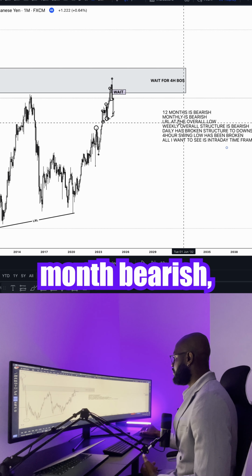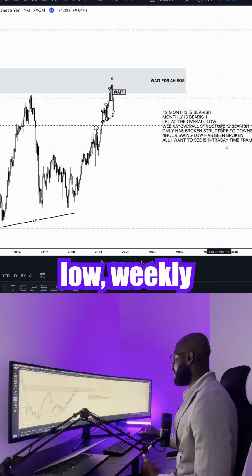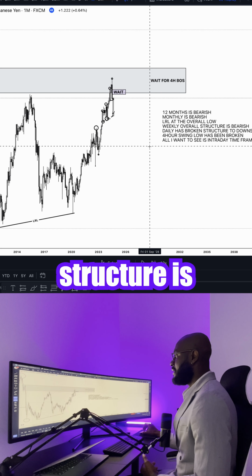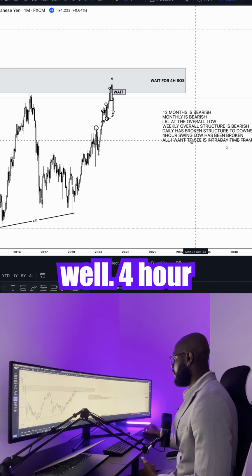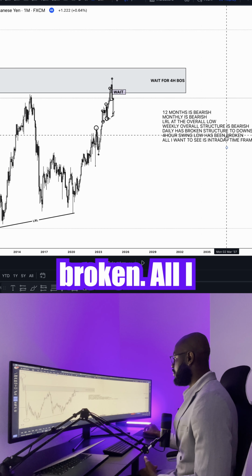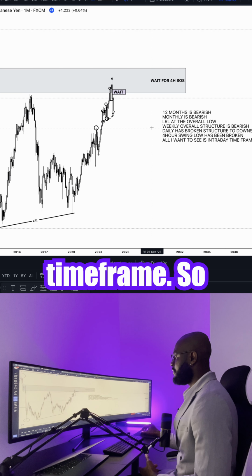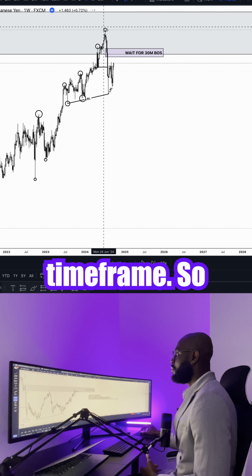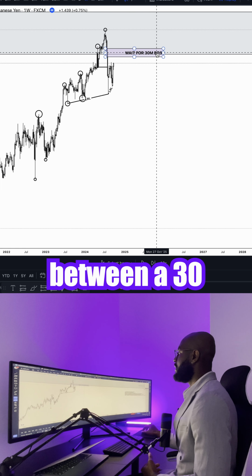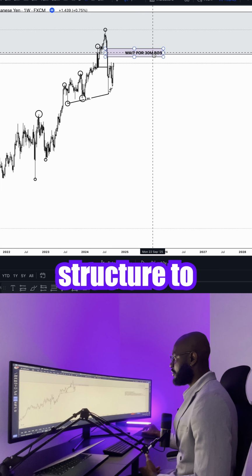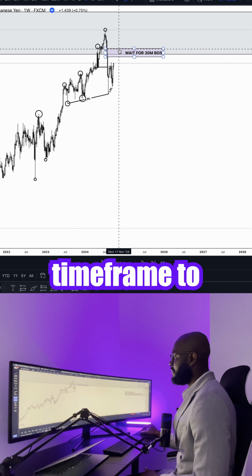You can see 12-month bearish, monthly bearish, low resistance liquidity at the overall low, weekly overall structure is still within the bearish high and low. And daily has broken structure as well. The 4-hour swing low has been broken. All I want to see is an intraday time frame break, which is the 15-minute time frame. So if price comes into this key level and I see between a 30-minute or a 15-minute shift in market structure to the downside, that is when I will align the smaller time frame to the bigger time frame.